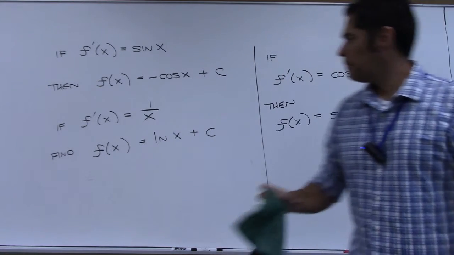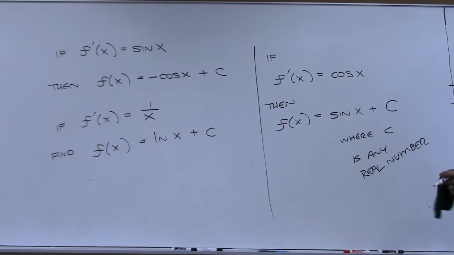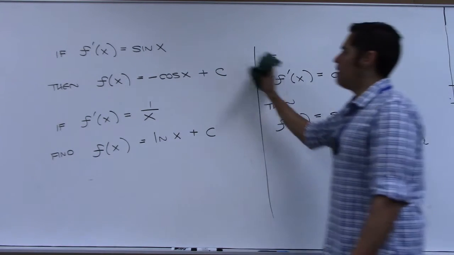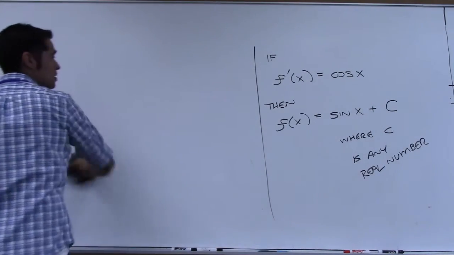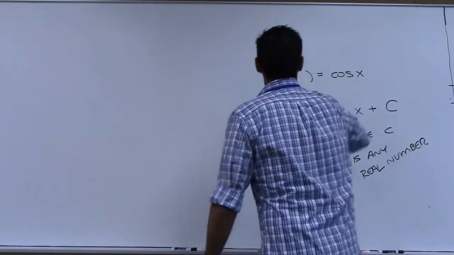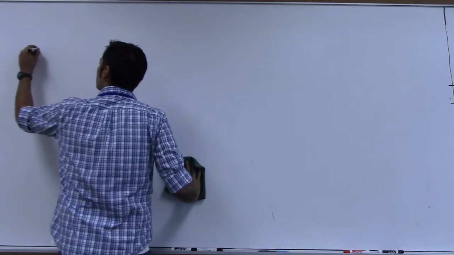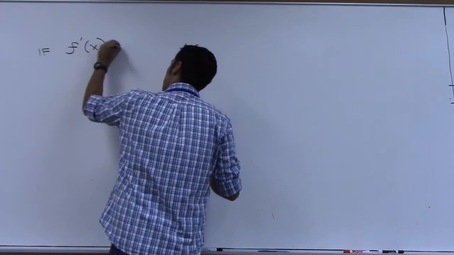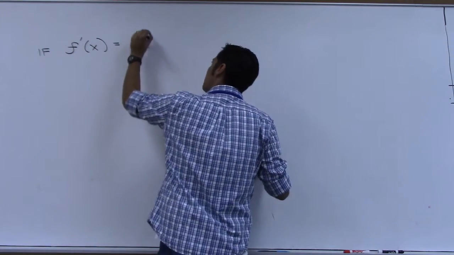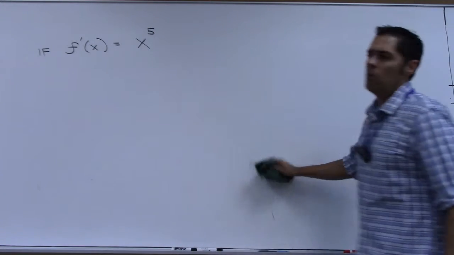So are you already kind of getting the idea that the better you are, the more familiar you are with derivatives, the easier it's going to be to go backwards? Yes? All right. I think today we'll just get into just thinking through some stuff. I don't think I'm going to put anything formal up here. Let's just think about some situations. How about this? If the derivative of some function is, let's say, x to the 5th power, what's the function?